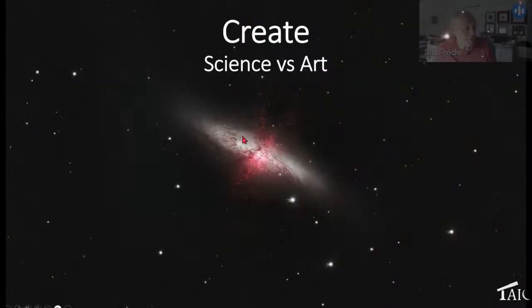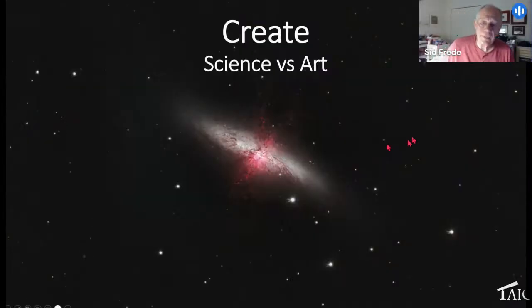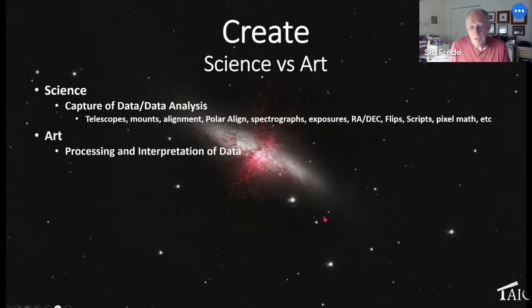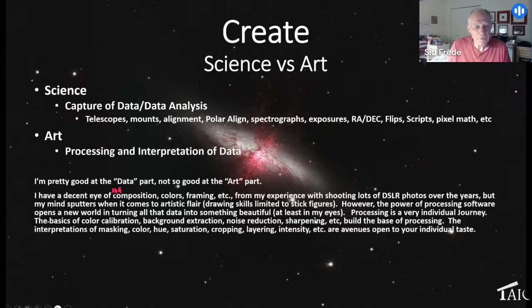And now we get into something that is another controversial topic, and that's science versus art. Science really revolves around the capture of the data and the data analysis. That's telescopes and mounts and alignments and polar alignments and spectrographs and exposures and coordinates and flips and scripts and pixel math and everything else that's involved in capturing data and analyzing data. Art is the processing and interpretation of that data. And here's where we have a lot of controversy.